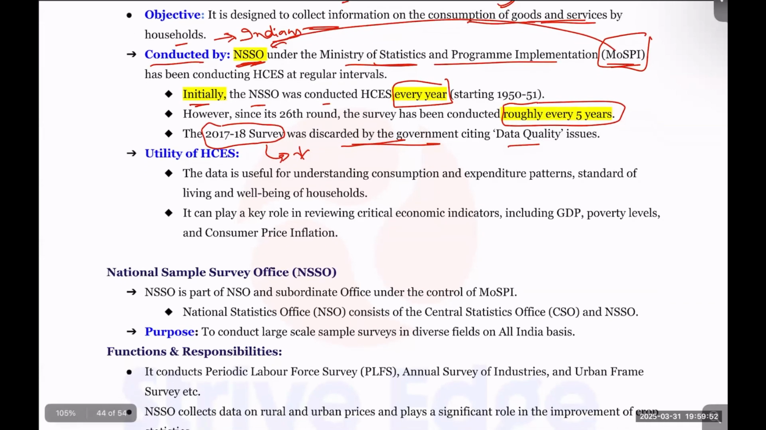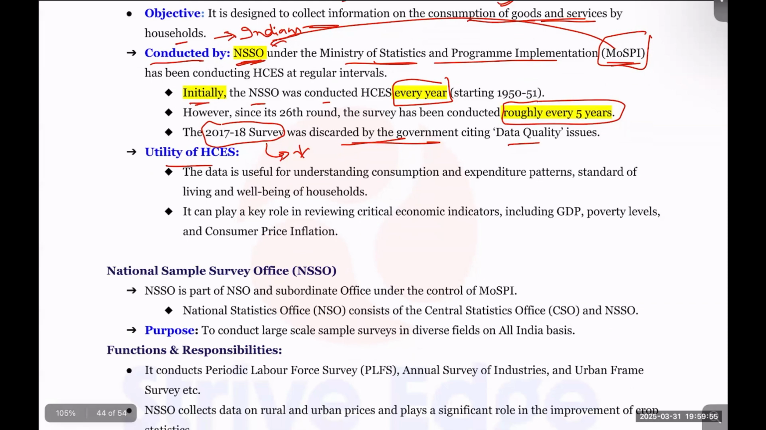Now, what is the utility of the household consumption expenditure survey? It is useful for understanding consumption and expenditure patterns, and even the standard of living and well-being of the household. It can play a key role in reviewing critical economic indicators, including GDP and poverty levels. These are some of the things that we are able to assess through this survey, right?